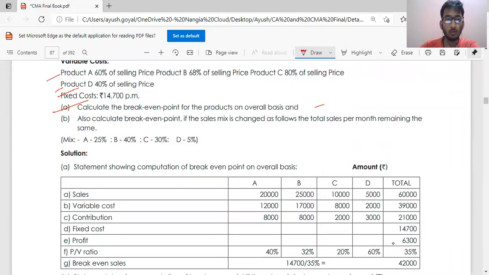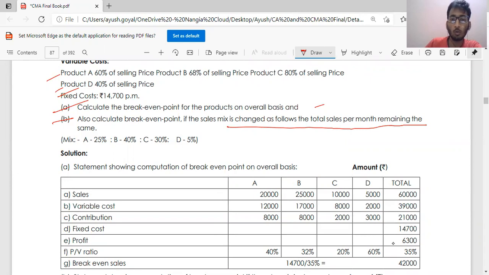So question one is done. Let's come to question two. Also calculate the break-even point if the sales mix changed as follows. Total sales remaining the same. So total sales would be 60,000, but you need to distribute it in this ratio now, and the variable cost ratio would be the same, and other things would be the same.